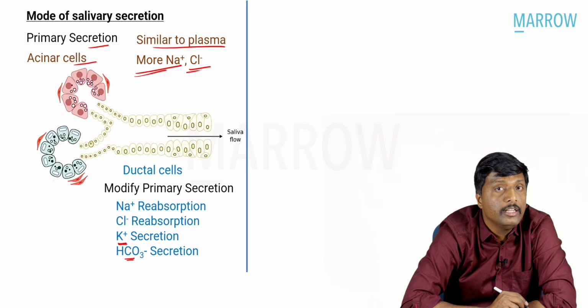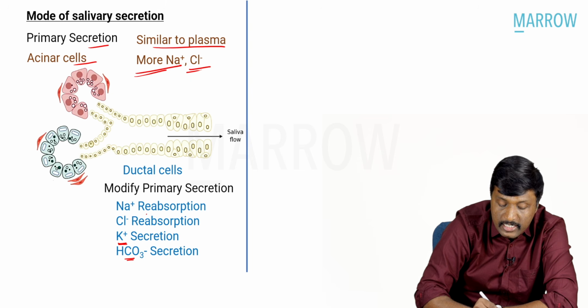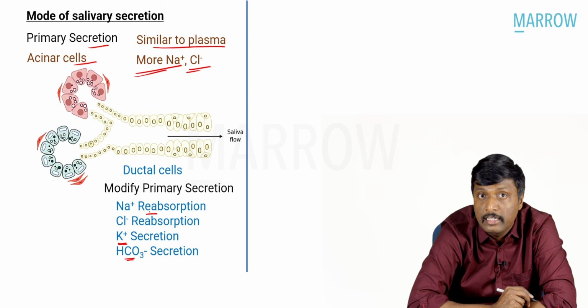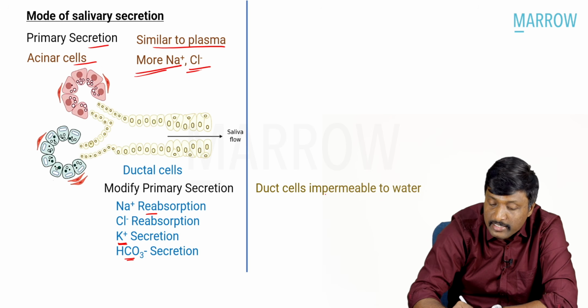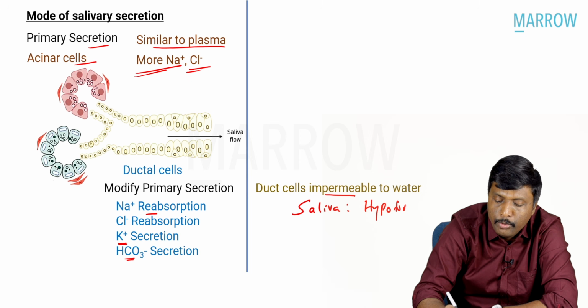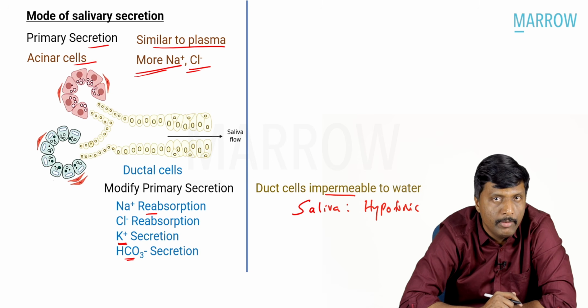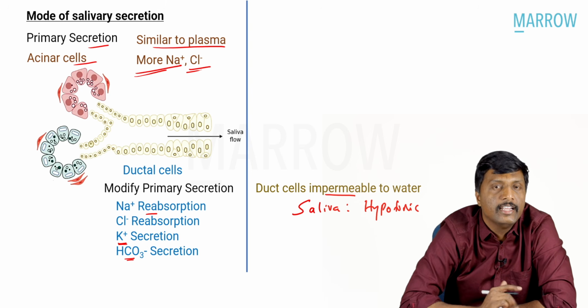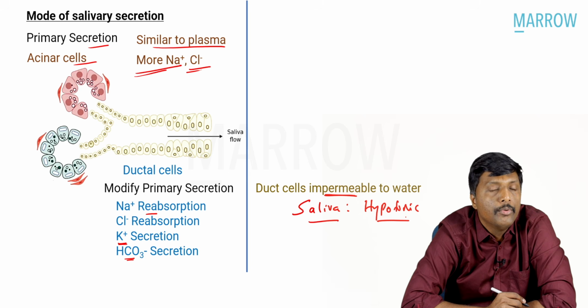And the most important thing, particularly according to me, this is the extremely important point, why the sodium is low. Not just simply because of reabsorption, the ductal cells are impermeable to water. Because of this reason, always remember guys, saliva is considered to be hypotonic. Water stays there. We are taking out only whom? Sodium and chloride. Water stays there. The ductal cells are impermeable to water. That is why saliva is hypotonic.